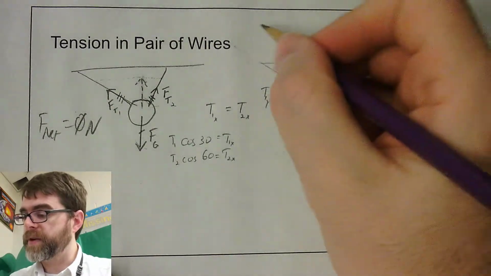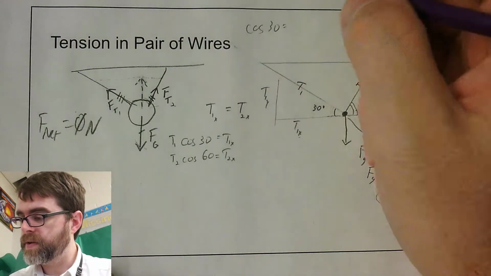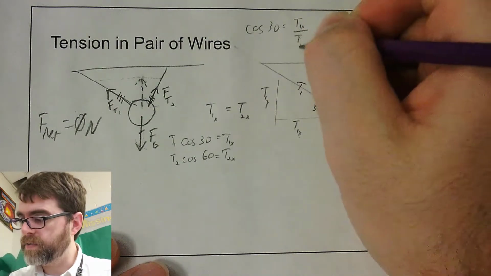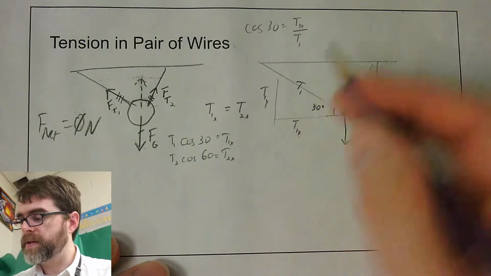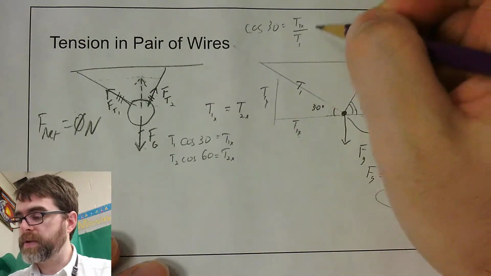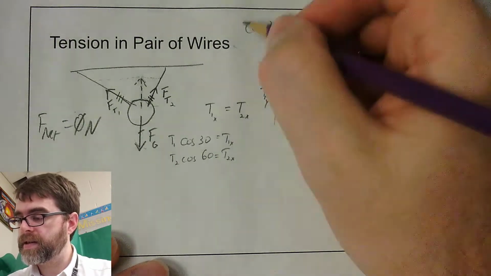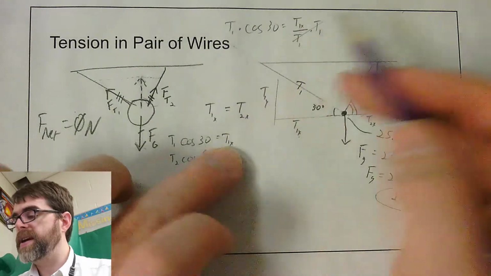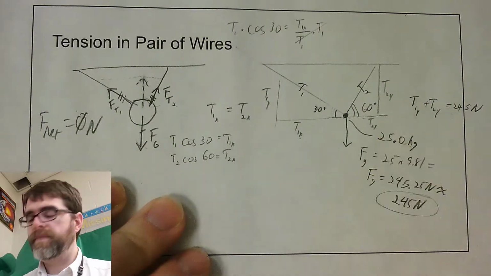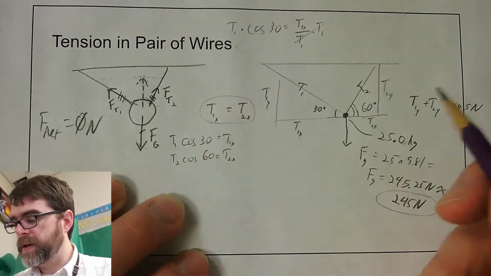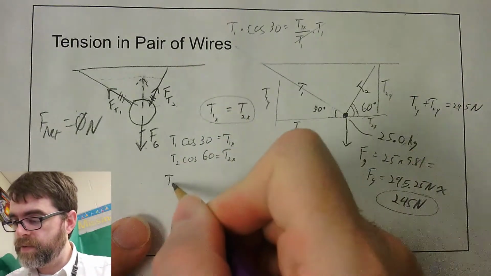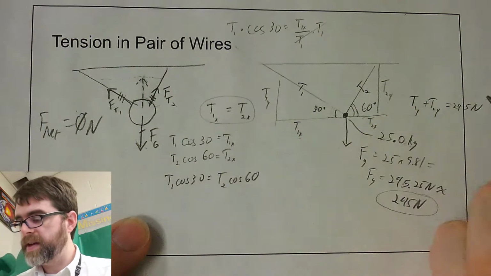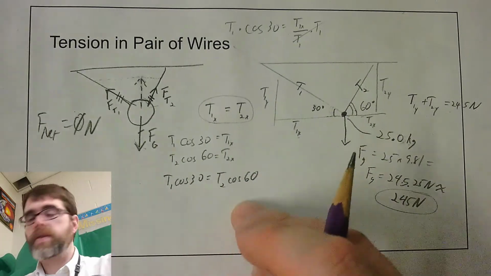And if that was too big of a jump for you here, cosine of 30 is equal to t1x over t1, because it's adjacent over hypotenuse. Then I multiplied both sides by that to get t1 cosine 30 is t1x, an identical process for t2 here. Anyway, we've also stated that these two are equal to one another, so now we know that t1 cosine 30 is equal to t2 cosine of 60, and we can solve for cosine of 30 and cosine of 60 here.